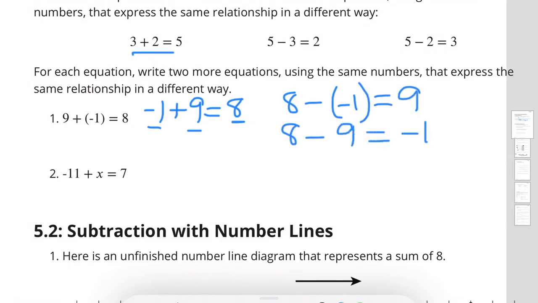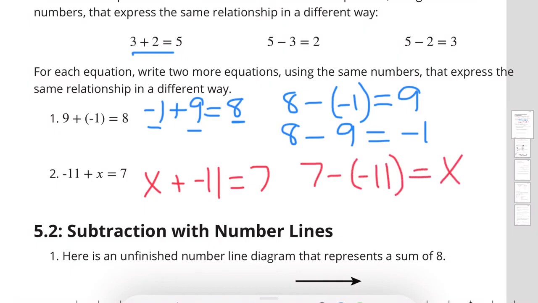Negative 11 plus x equals 7. So same thing, I can change the order. X plus negative 11 equals 7. And then I can write my subtraction. So 7 minus negative 11 equals x. And 7 minus x equals negative 11.